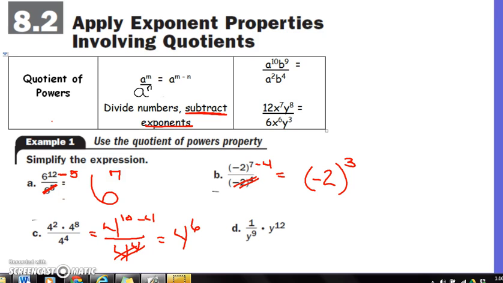What do we do with D? D. What do we do with D? It's a fraction times y to the 12th. I do not know yet. Well, can we make y to the 12th a fraction? Over 1. And how do we multiply fractions? Tops times tops, bottoms times bottoms. So this will give you y to the 12th over y to the 9th.